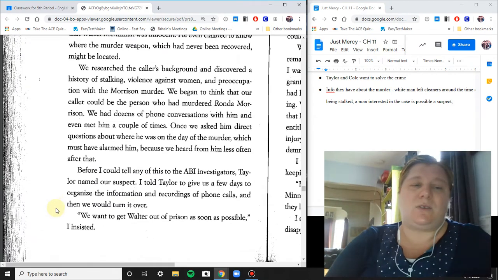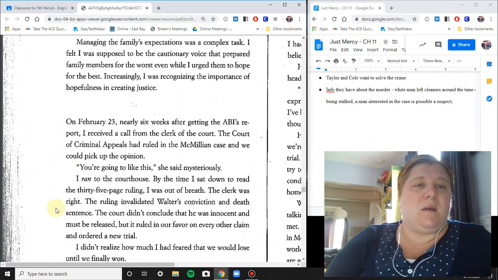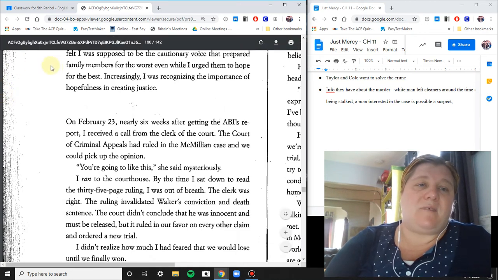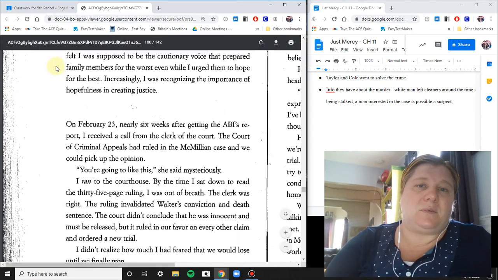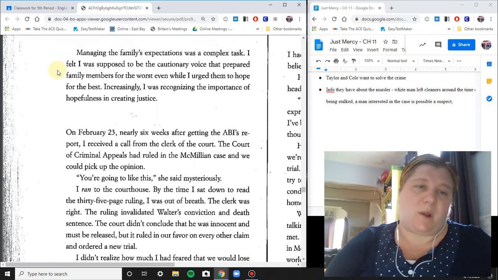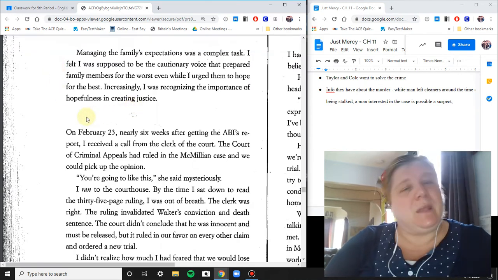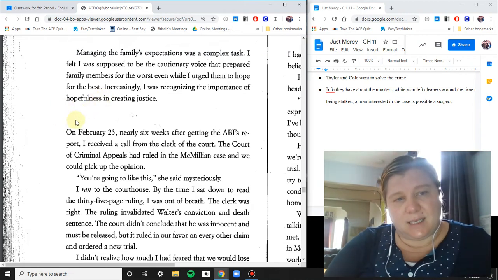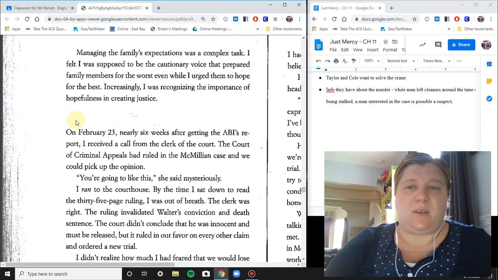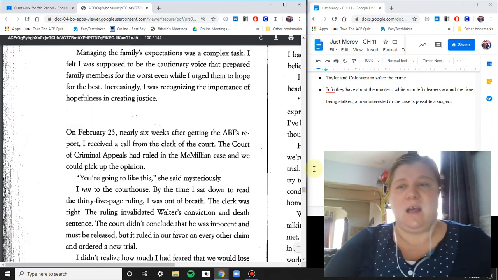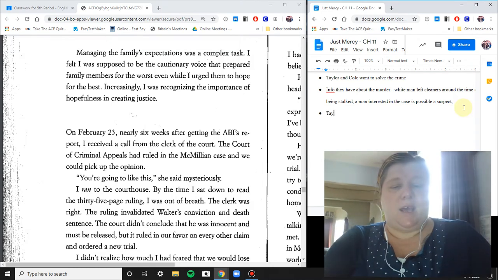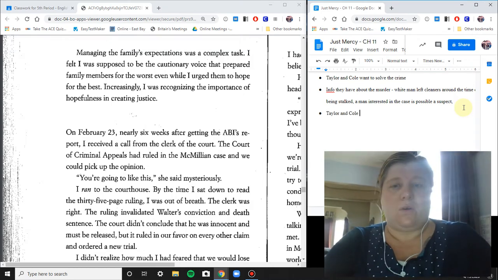I appreciated her optimism, but I was worried too. We'd been disappointed so often before. Managing the family's expectations was a complex task. I felt I was supposed to be the cautionary voice that prepared family members for the worst, even while I urged them to hope for the best. Increasingly, I was recognizing the importance of hopefulness in creating justice.